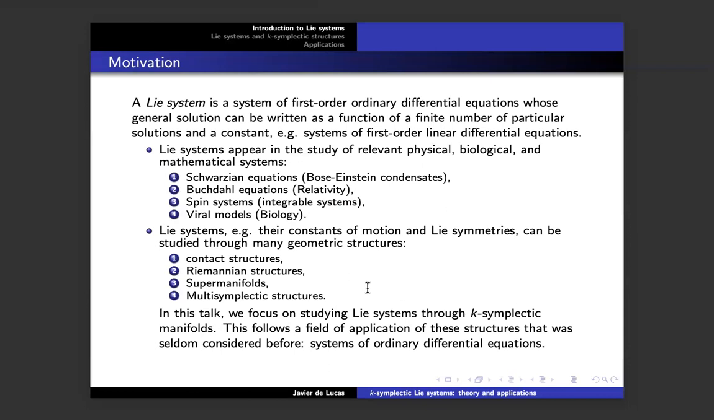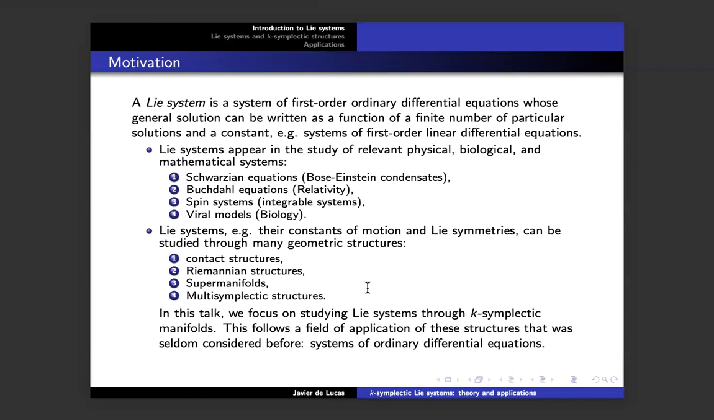So where do these Lie systems appear? Well, there are thousands. Well, thousand maybe is too much. Yeah, there are lots of applications, let us say it this way. You have the Schwarzian equation, all related to the Schwarzian derivative, for example. There are Buchdahl equations, relativity, spin systems, viral models.